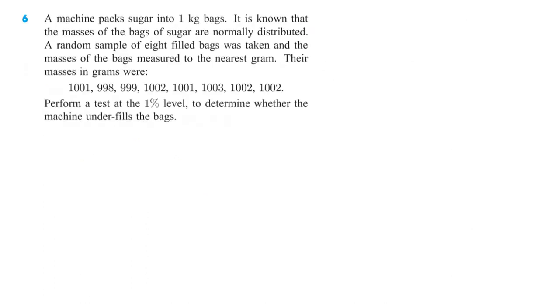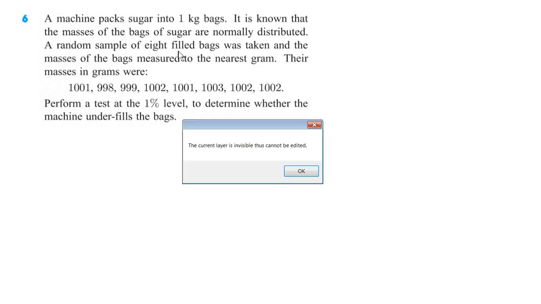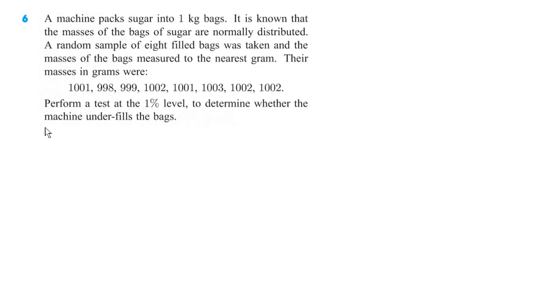Let's take a look here at number 6. A machine packs sugar into 1 kilogram bags. It's known that the masses of the bags of sugar are normally distributed. A random sample of 8 filled bags was taken, and the masses of the bags were measured to the nearest gram. The masses in grams were this here. Perform a test at the 1% level. Determine whether the machine underfills the bags.